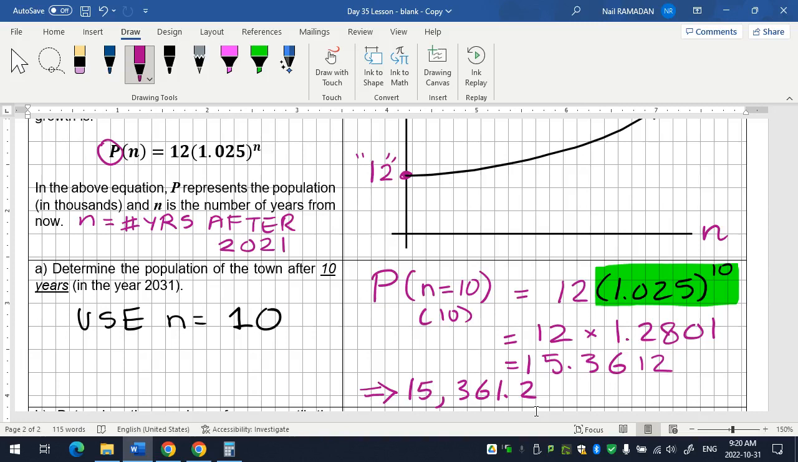So how many people at least do you have in the year 2031? 15,361. Does it matter that the 0.2 doesn't round the 1? No. You cut it because that's how many people at least live in the town then. So that means, by the way, don't say equal. Do not say equal. Say an arrow or leads to 15,361 at least.